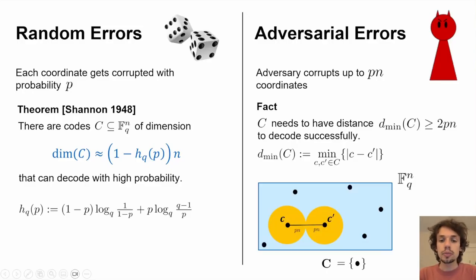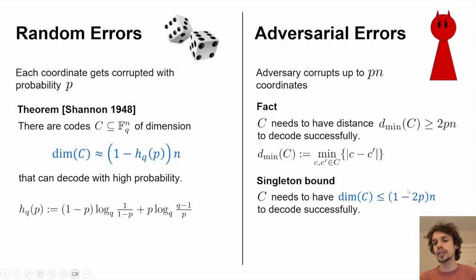The reason for this is pretty simple. It's just that if you have two codewords c and c prime that are separated by less than 2pn, then there's a point x in the middle here for which the adversary can corrupt c to x by only using pn coordinates, and can also corrupt c prime to x by using only pn coordinates. So that means that if the receiver receives the message x, they won't know if the sent message had been c or c prime, and so they won't be able to recover the sent message.